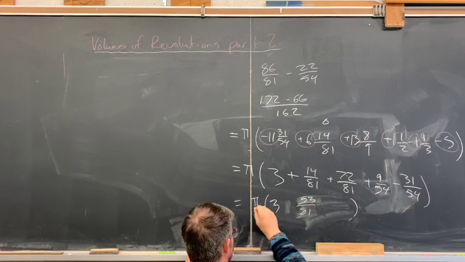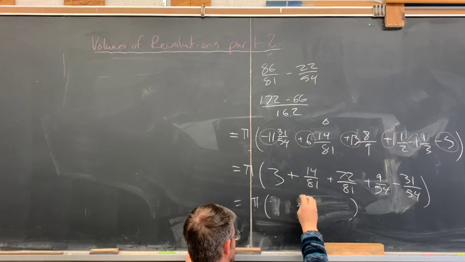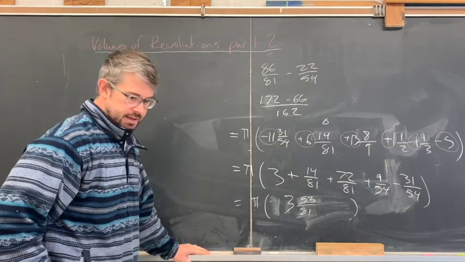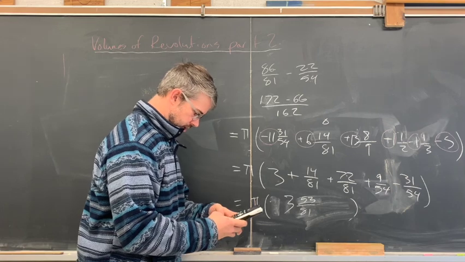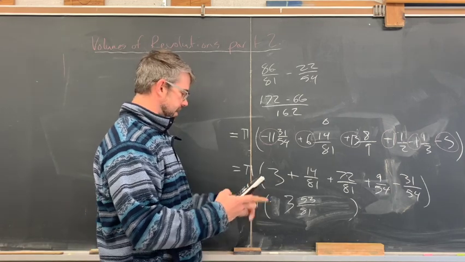So I'll have pi times 3 and 53/81. Now, I'll just pull up the old calculator and see if I got close. 3 plus 53 divided by 81 equals, hey, that's exactly the right answer.